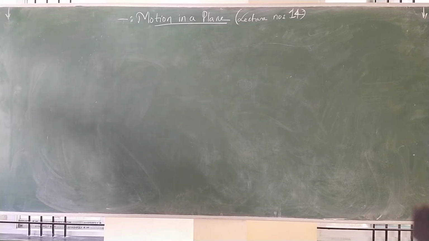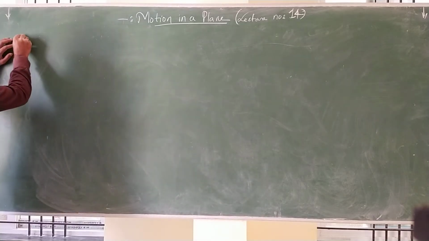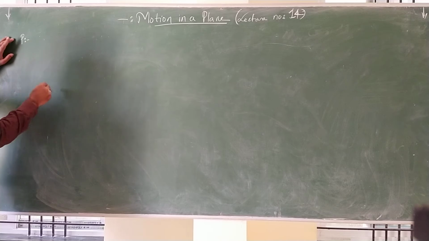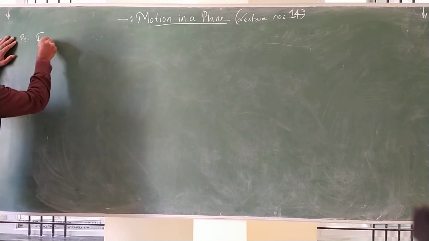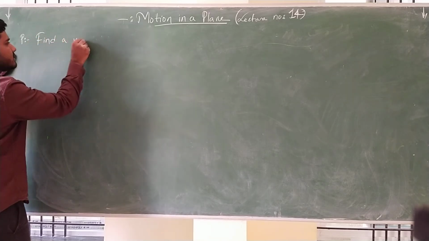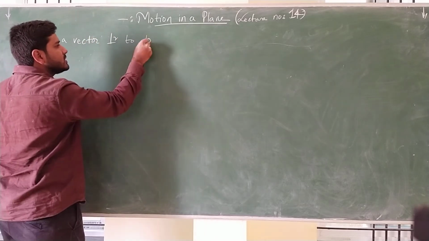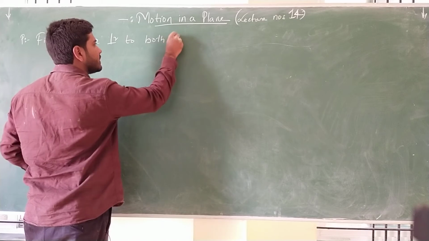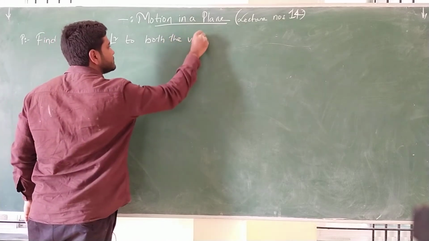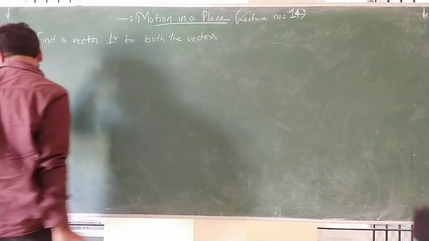Find a vector perpendicular to both the vectors. Again, this kind of problem they can also ask. Find a vector perpendicular to both the vectors. So what is that vector?